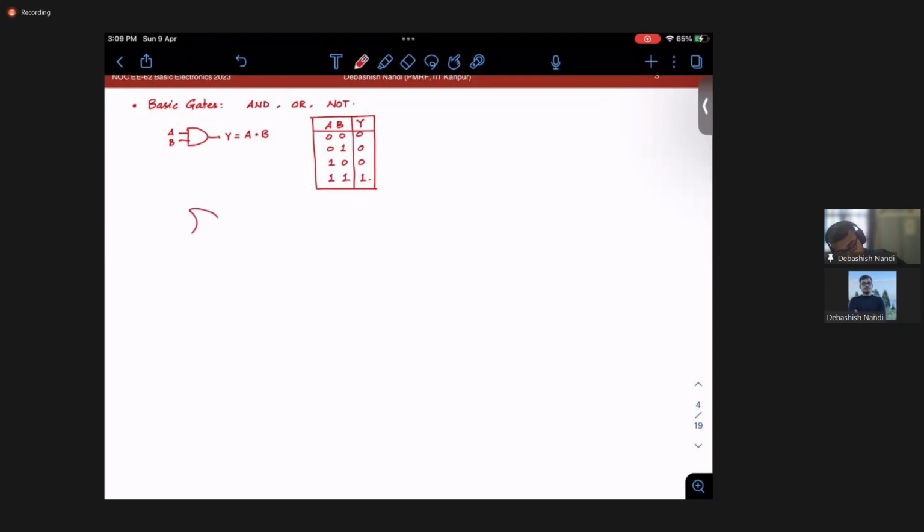Similarly, you have your OR gate. Here we use the plus symbol to signify either A or B. If either is true, then the output will be true, right? So what is the truth table? The truth table looks like this. So when both are 0, it's 0. Else, in every other case, it will be 1. If any of them is 1, either A or B, then the output will be 1, right?